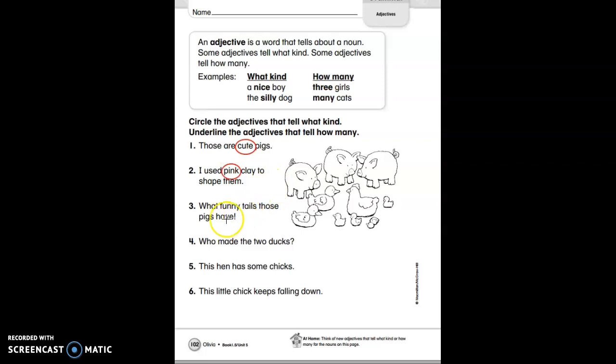Number 3. What funny tails those pigs have. We're talking about the noun tails. How are those tails described? Yes, they are funny tails. Let's go ahead and circle it.